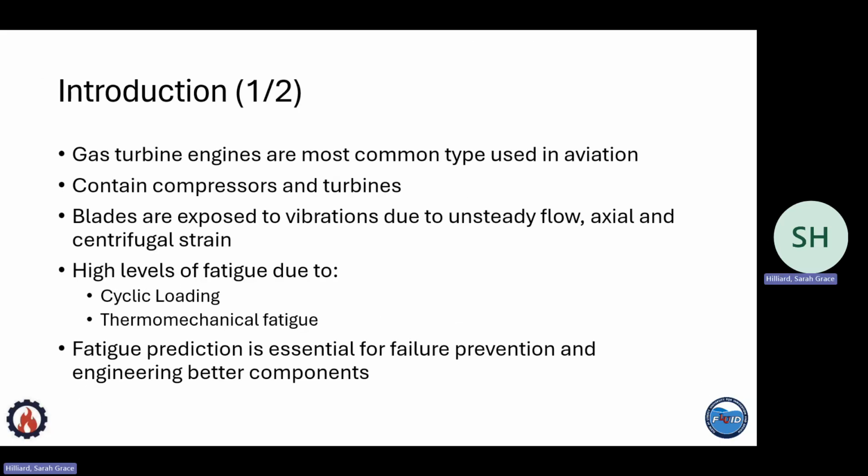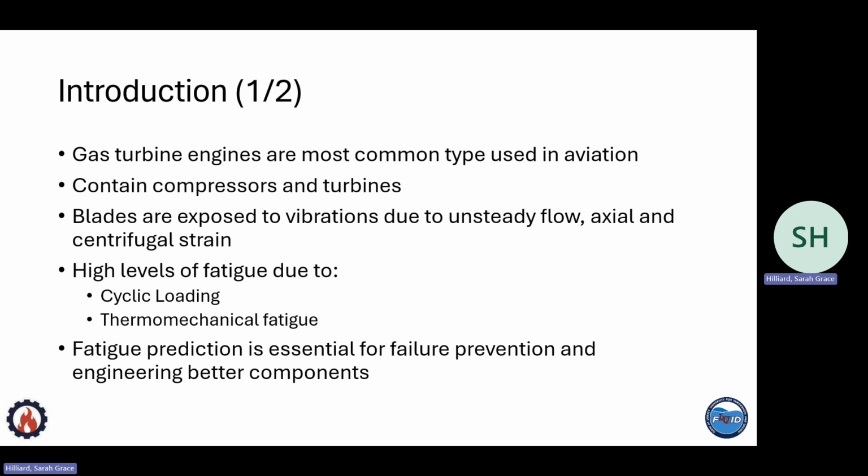So first up, a brief introduction of some aviation and aerospace engineering type topics. First of all, gas turbine engines are the most common type of engine used in aviation. They're typically found in planes and in helicopters, and they are made up of rows of fan blades in compressors and turbines. So these fan blades are exposed to vibrations due to unsteady flow, as well as axial and centrifugal strain. The blades are also exposed to high levels of fatigue from those vibrations, unsteady flow, etc.